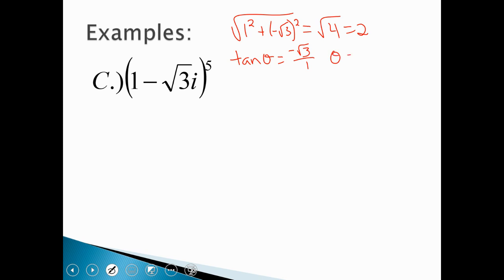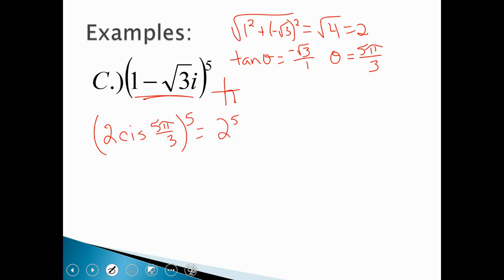Where does the tangent of theta equal negative square root 3? It is some pi over 3, but it needs to be in the fourth quadrant because this number is in the fourth quadrant. It would be to the right and down. So that would be 5 pi over 3. So our point in polar form is 2 cis 5 pi over 3. If we are raising that to the fifth power, we need to do 2 to the fifth power, and then we need to multiply our angle times 5. So this ends up being 32 cis 25 pi over 3.